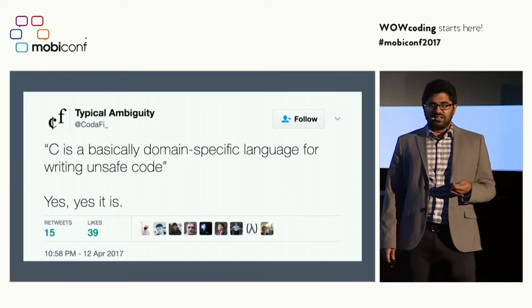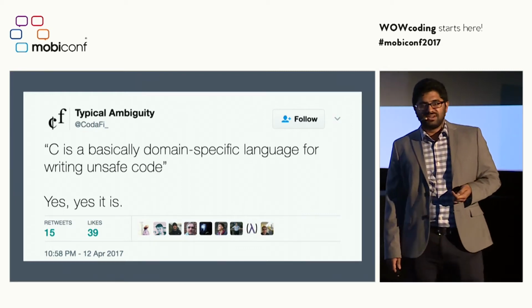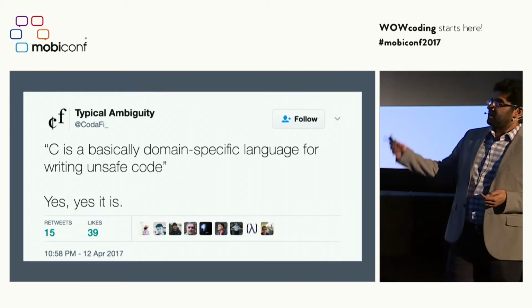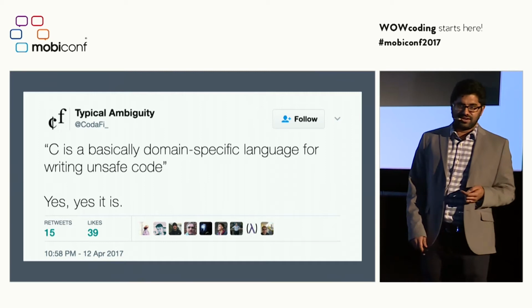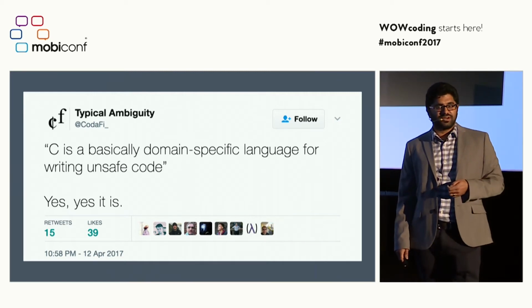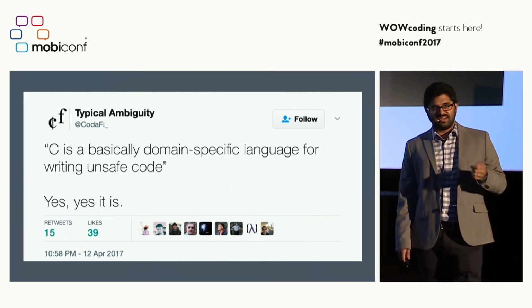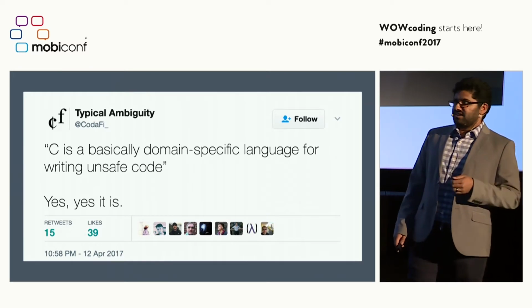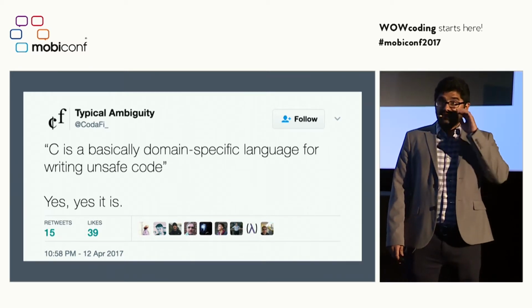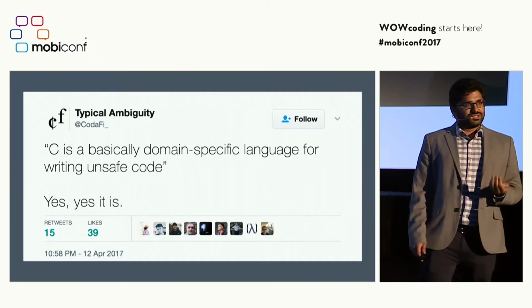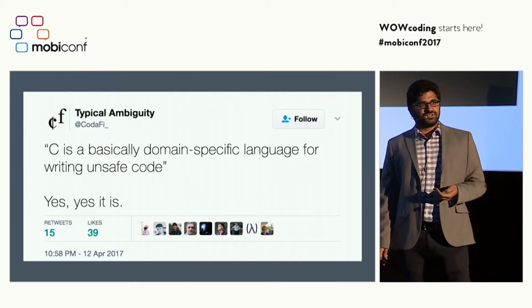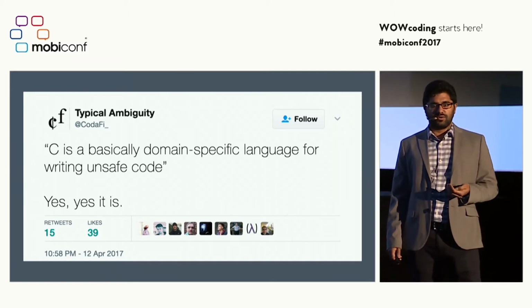Now, not all languages are great for writing DSLs. This is from a guy, if you recognize his handle, Codify. He wrote, C is basically a domain-specific language for writing unsafe code. Yes, it is. And the idea behind this statement is that not all languages are actually suited to writing domain-specific languages. There are certain characteristics you want to look for.